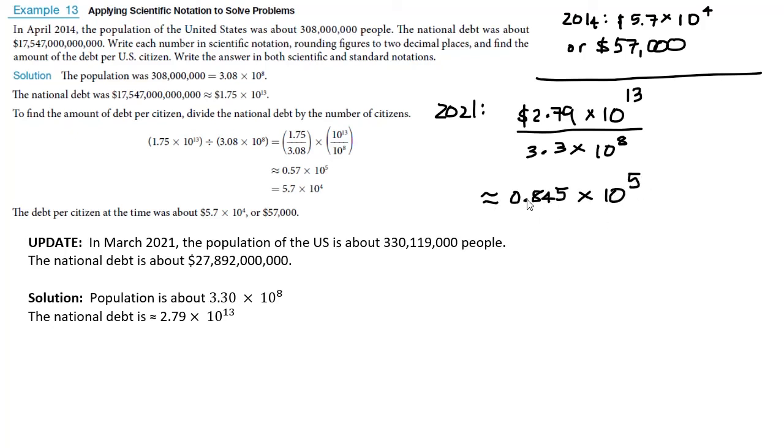But that is not in scientific notation, is it? So I've got to move that decimal place back. So that's 8.45 times 10 to the power 4. So in 2021 now, we're at $84,500 in debt per person in the US. What a happy note to end on.